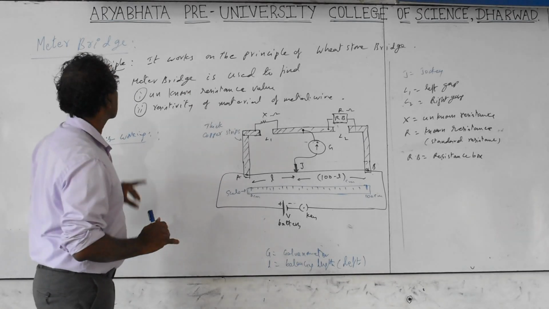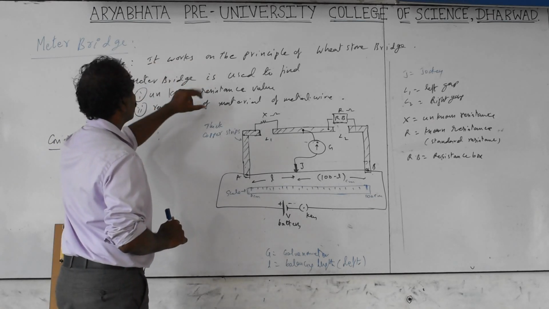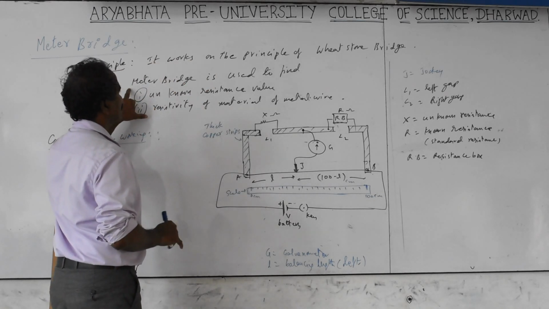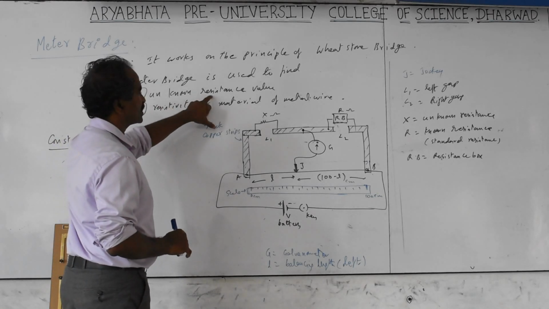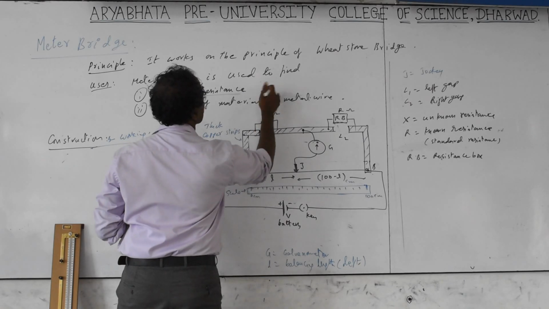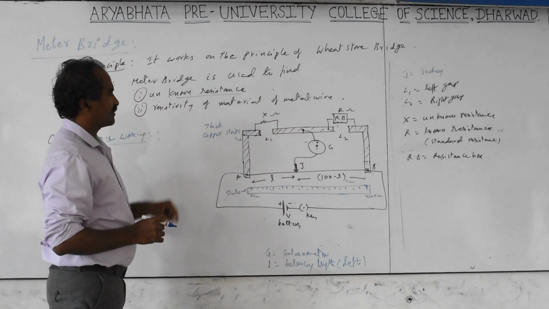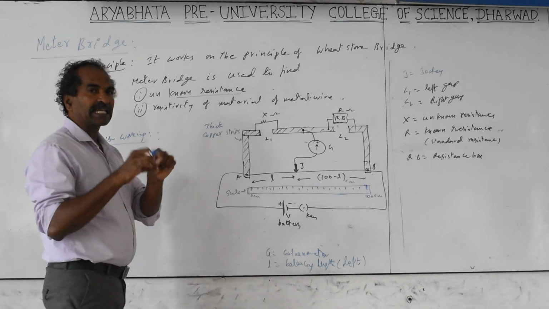Second, the principle: it is the principle of the Wheatstone bridge. What are the uses? The meter bridge is used to find the unknown resistance, the unknown resistance value, and the resistivity of the metal of the wire. A wire will be given, and you can find out the resistivity of that wire material.